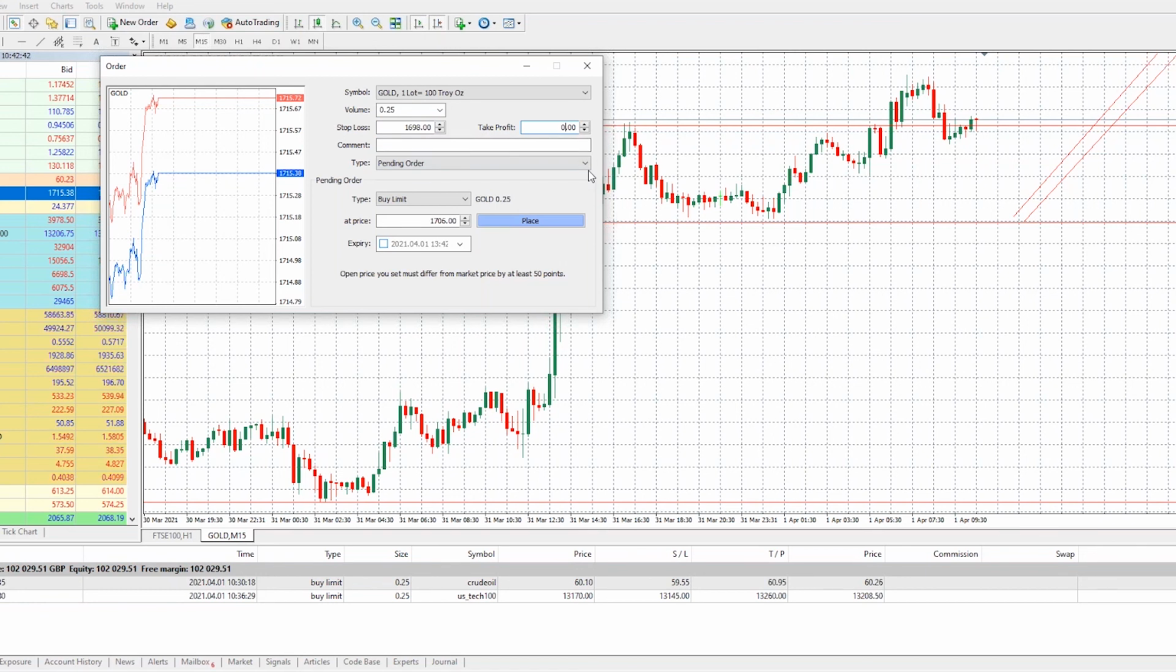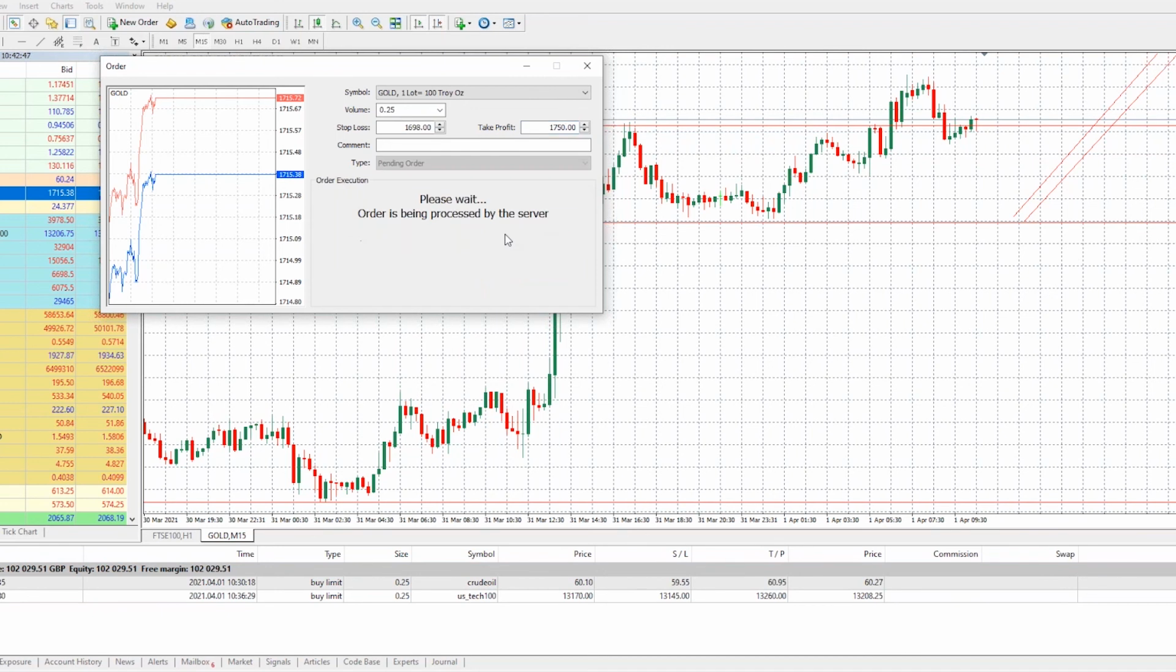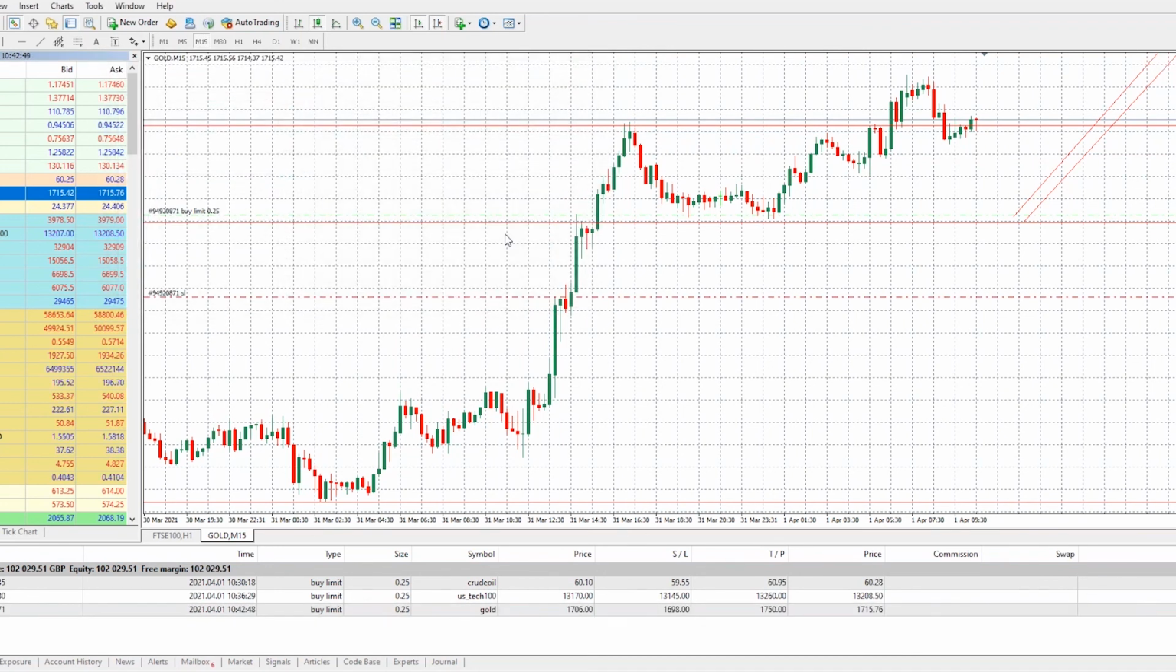Okay, take profit. We'll adjust it when we look at the bigger candles. Let's for now say 1750. Okay, and you place it. Okay, pending orders in. Waiting for a pullback. Stop loss at a very short distance away, just below this.